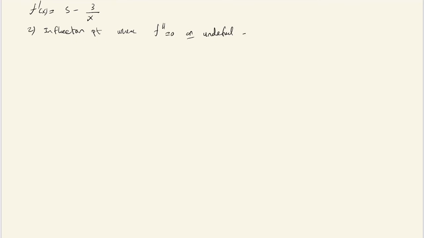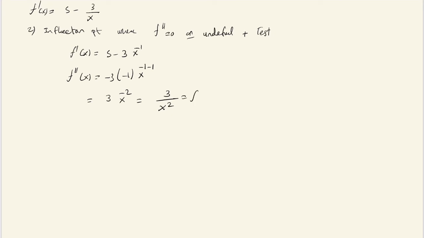Here we are given the first derivative on top. And remember, for an inflection point we also need to do a test to determine if it's actually an inflection point. So let's take the derivative here. I wrote 3 over x as 3 multiplied by x to the negative 1, so it is easier to take the derivative. And the second derivative is going to be 3 over x squared.